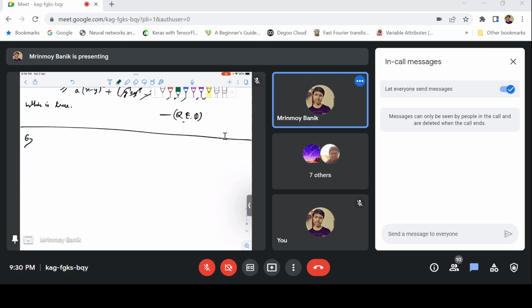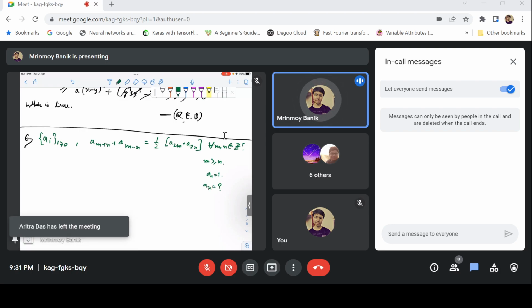Sixth one. We have a real number sequence a_i. We also have a recursive relation: a_{m+n} + a_{m-n} = half times (a_{2m} + a_{2n}), for all positive m, n, where m is greater than or equal to n. a_1 is known to be 1. We have to find the closed form for a_n.